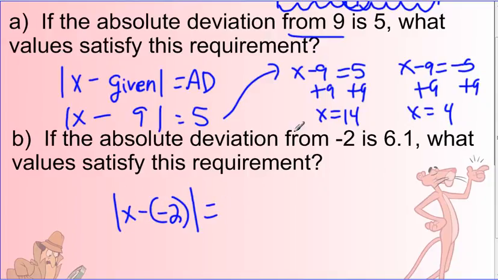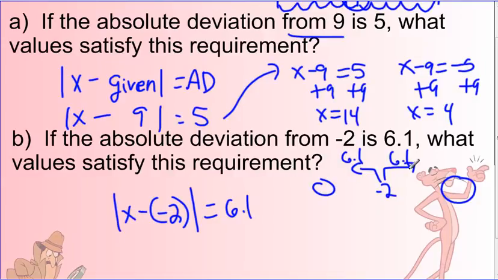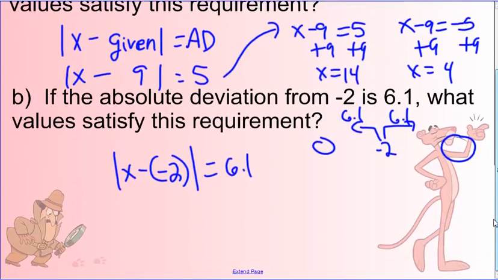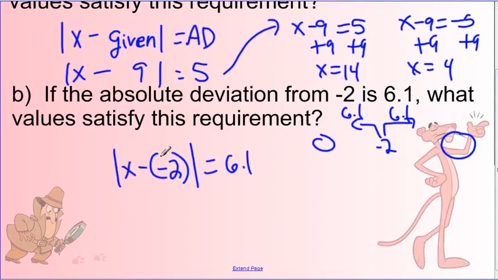And it says the absolute deviation is 6.1. So if negative 2 is my middle number, if I go 6.1 that way and 6.1 that way, I will get my two solutions, whatever they are. Well, let's do it. This guy here, if I simplify, x minus a negative 2 is really just x plus 2. So I just simplified this a little bit.